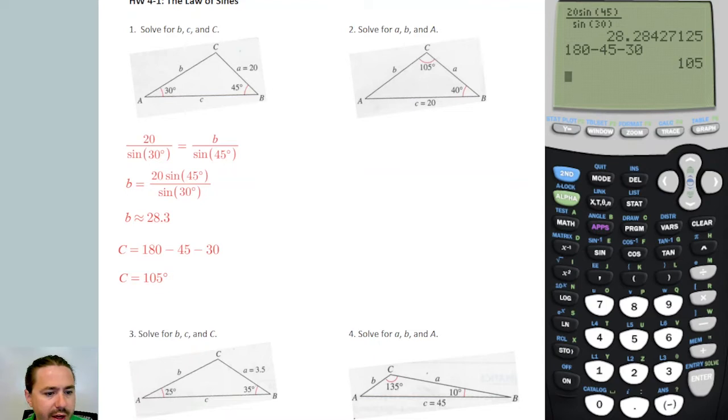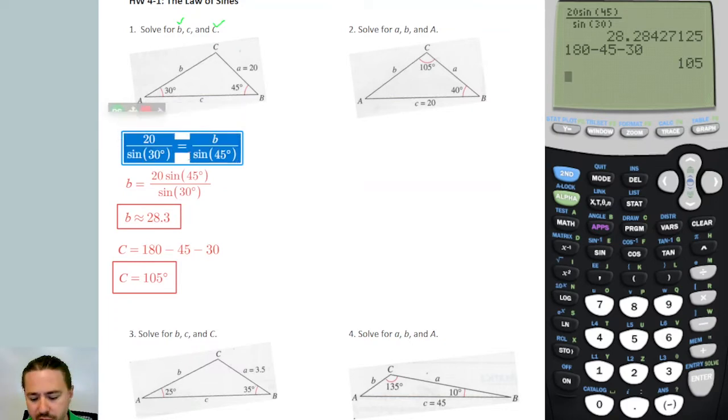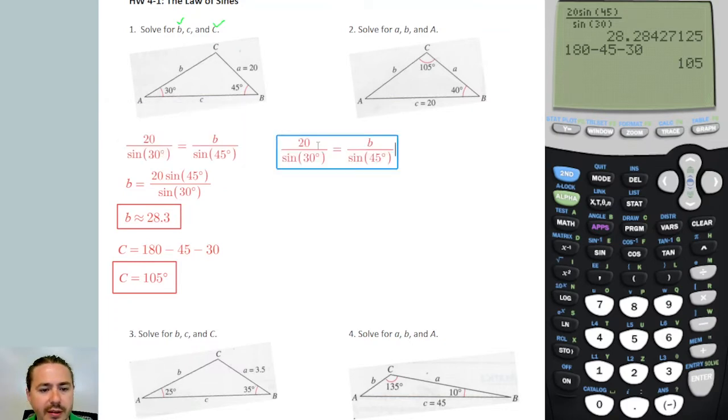And all right, so we've got side B and angle C. The last thing we need is side C. We've got this one and we've got this one, right? So for side C, we're going to set up another law of sines, very similar to this. In fact, I'm just going to copy and paste this, except instead of B and angle B, we're going to look for side C. And we just figured out what angle C was. It was 105 degrees, so we'll put that right there.